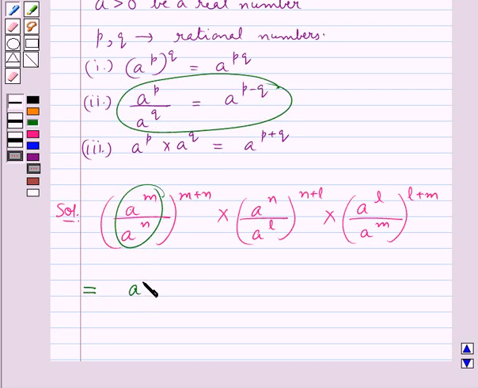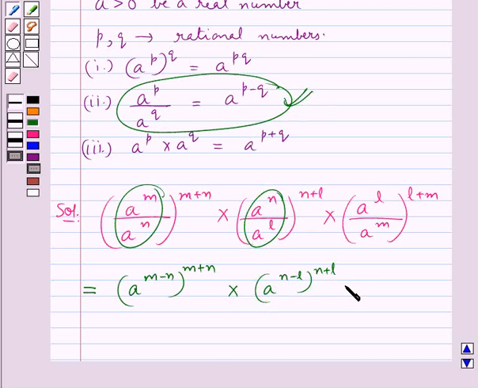So we get (a^(m-n))^(m+n) multiplied by (a^(n-l))^(n+l). Here also we have applied this law only. This is further multiplied by (a^(l-m))^(l+m). Here also we have applied this law itself. Now next we shall apply the law (a^p)^q is equal to a^(pq).